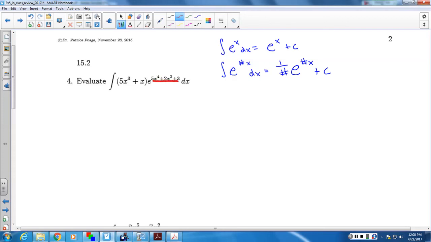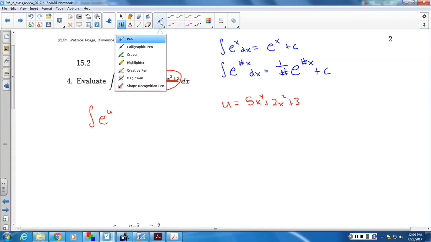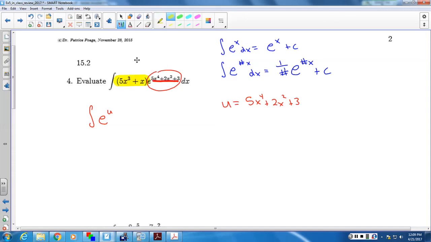So that's going to be our u. So I'm going to let u equal 5x to the 4th plus 2x squared plus 3. And I'm going to go ahead and replace that part with e to the u. I'm not pulling any numbers out of this, but I cannot pull a 5 out because 5 is only multiplied to the first term, not the second term. So I can't pull any numbers out. So that means I still need to replace 5x cubed plus x dx.